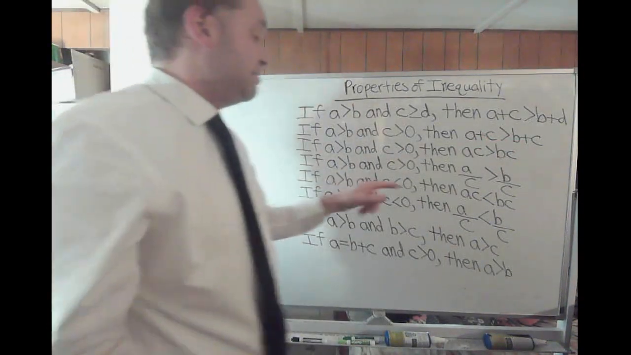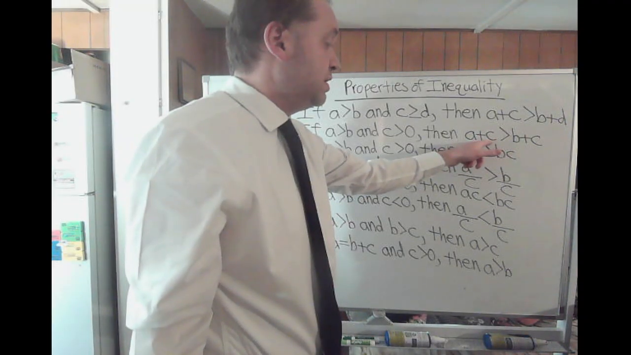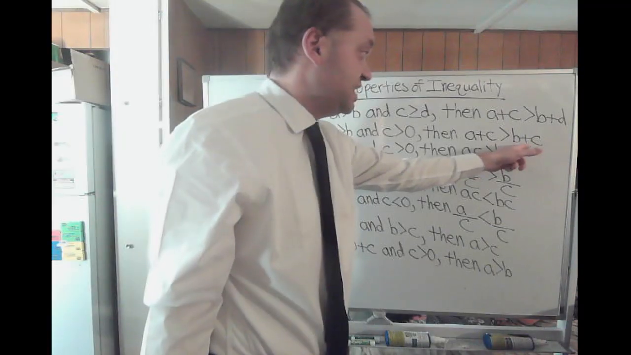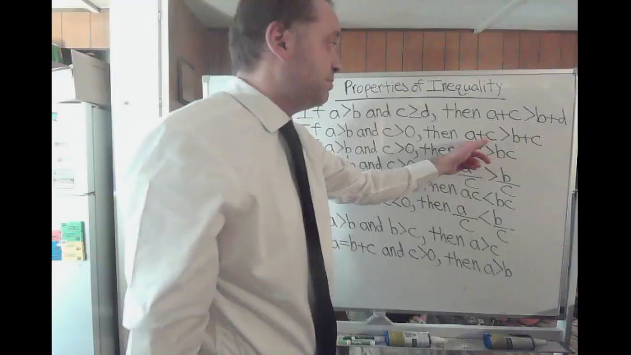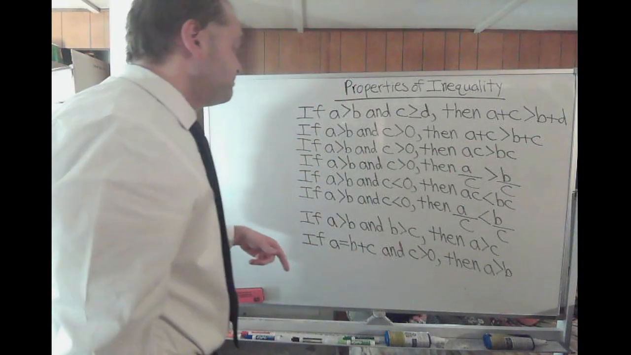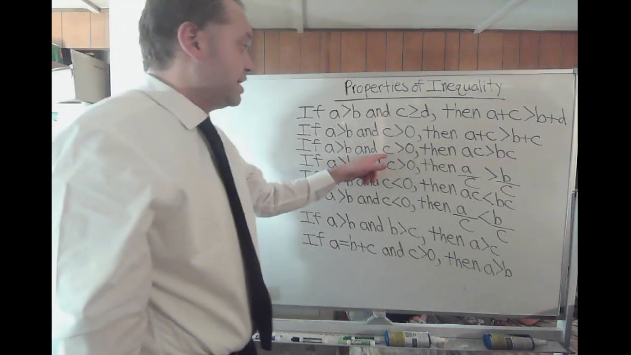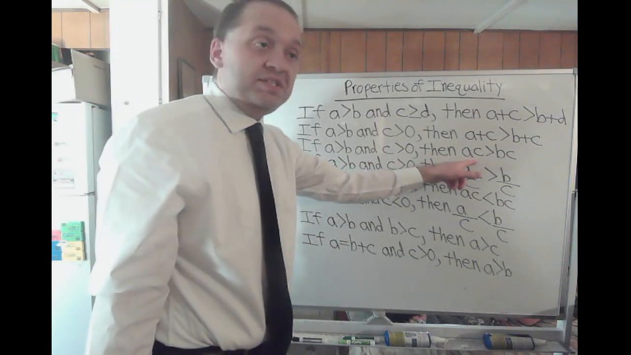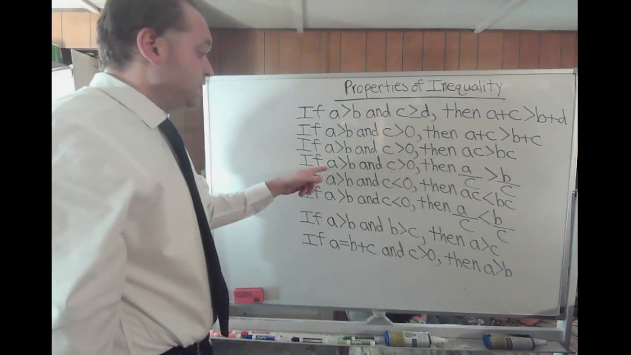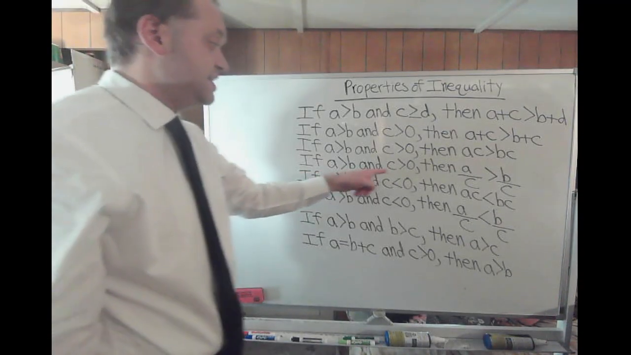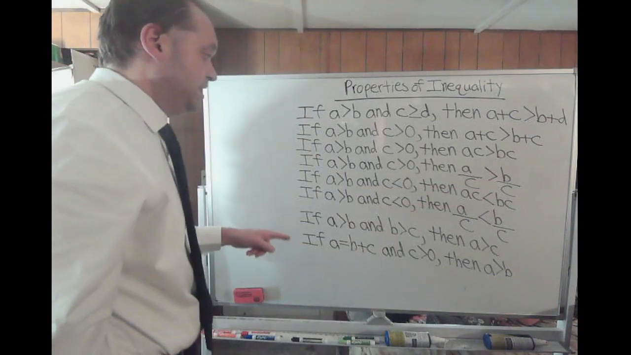Well, that one definitely makes sense, because if you add c to a, and you add c to b, c is the same number, and a was already greater than b, then it makes sense that a plus c would be greater than b plus c. Now, also, if a is greater than b and c is greater than 0, then a times c is greater than b times c. That also makes a lot of sense. Then we have if a is greater than b and c is greater than 0, then a divided by c is greater than b divided by c.